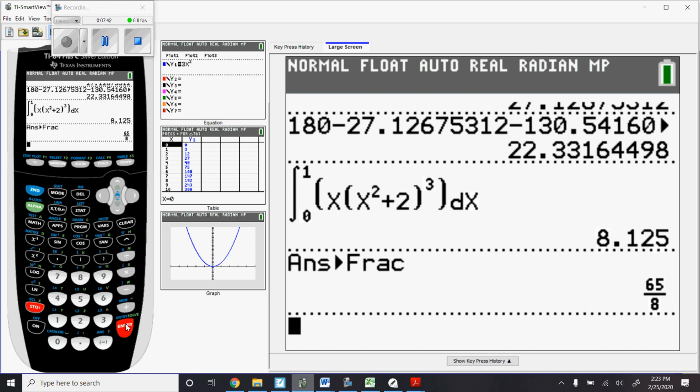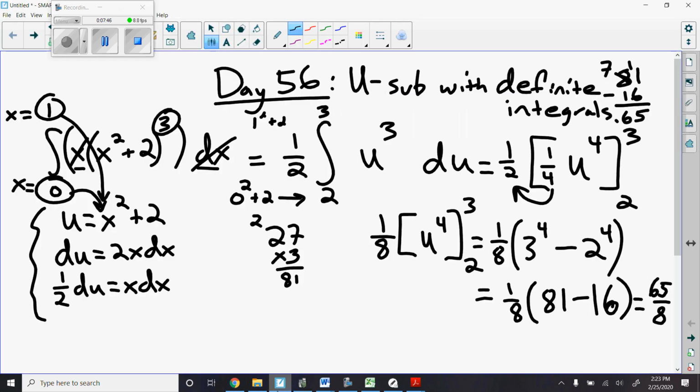Starts off the same. Choose your u. Find your du. Adjust your du. The only thing that was really different here was I had to change these two numbers. And I get those numbers by plugging the top and the bottom in for x. And I just have to solve the definite integral like we're used to from before.